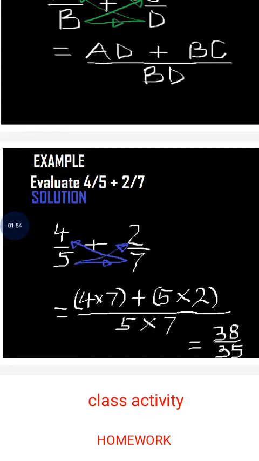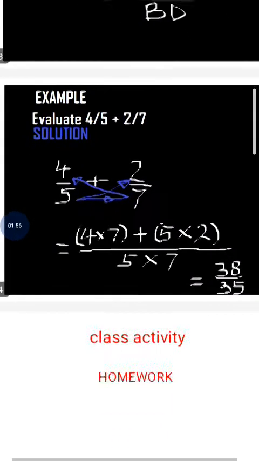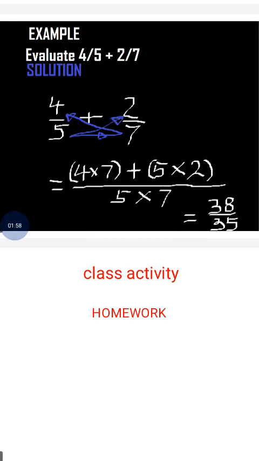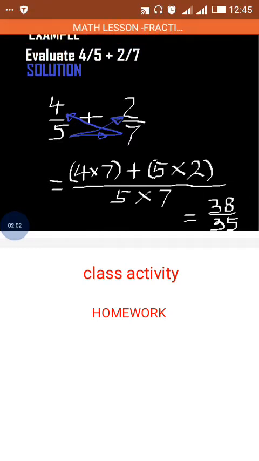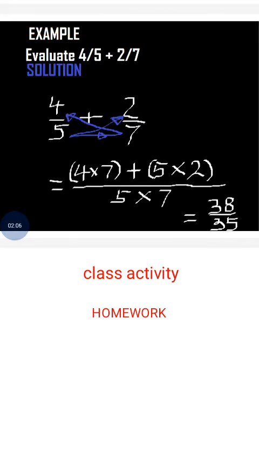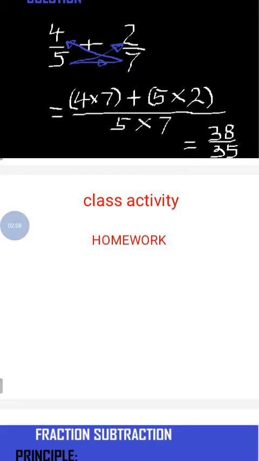Now what do we have? We have 28 plus 10. 28 plus 10 is what? 38. So 38 over 35. That is the answer. Now this is an improper fraction. You can go further by taking it to a mixed number, which is one whole number remainder 3 over 35.